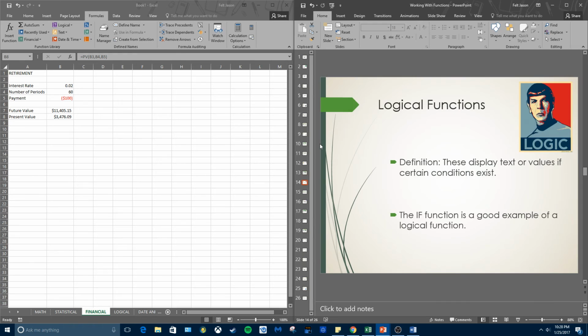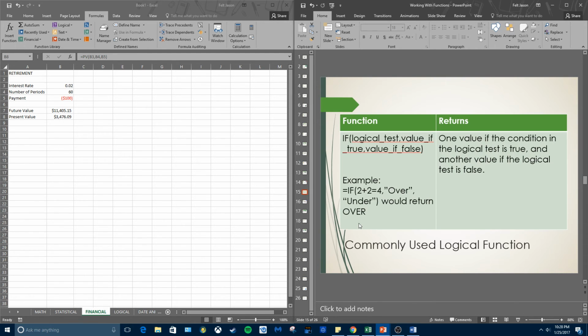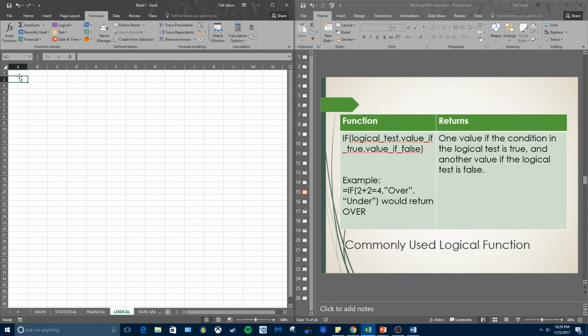Moving down. Now we got logical functions. We got a little Spock over here because it's logical. All right, so this displays text or values if certain conditions exist. So the IF function is a good test of this.